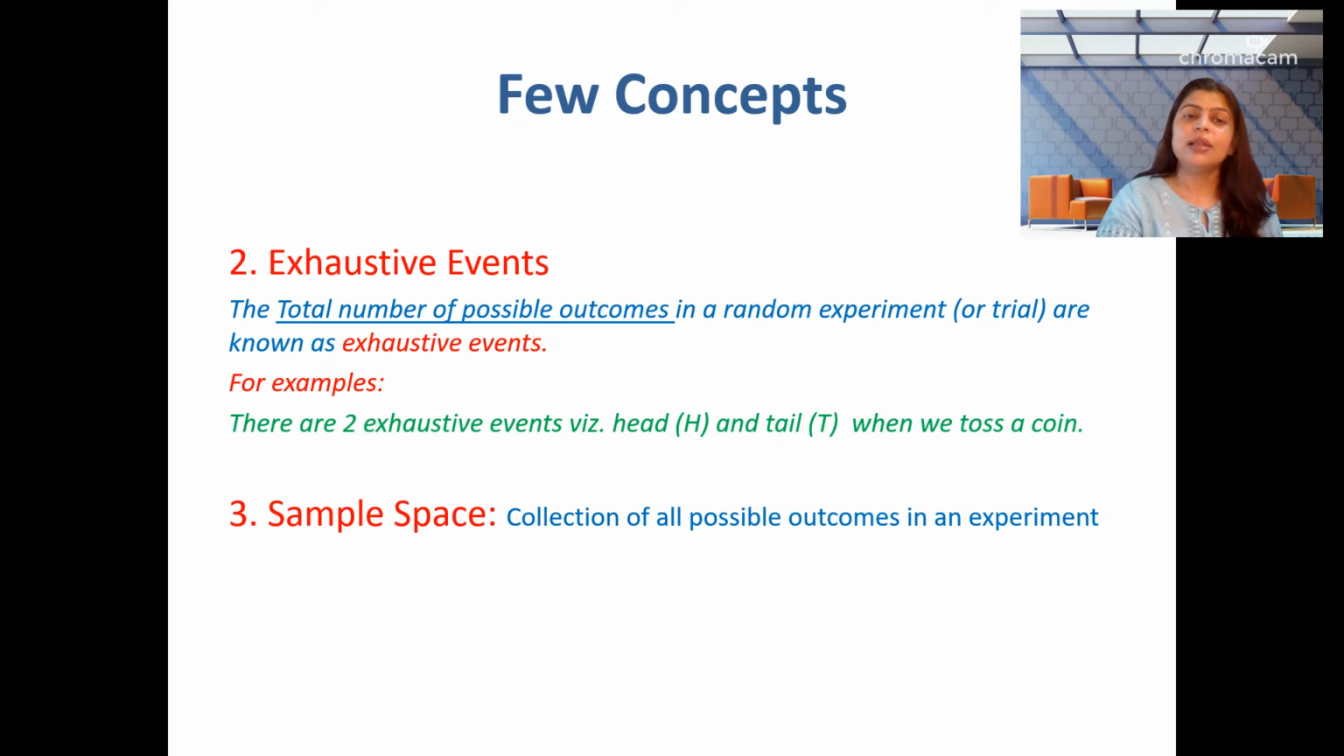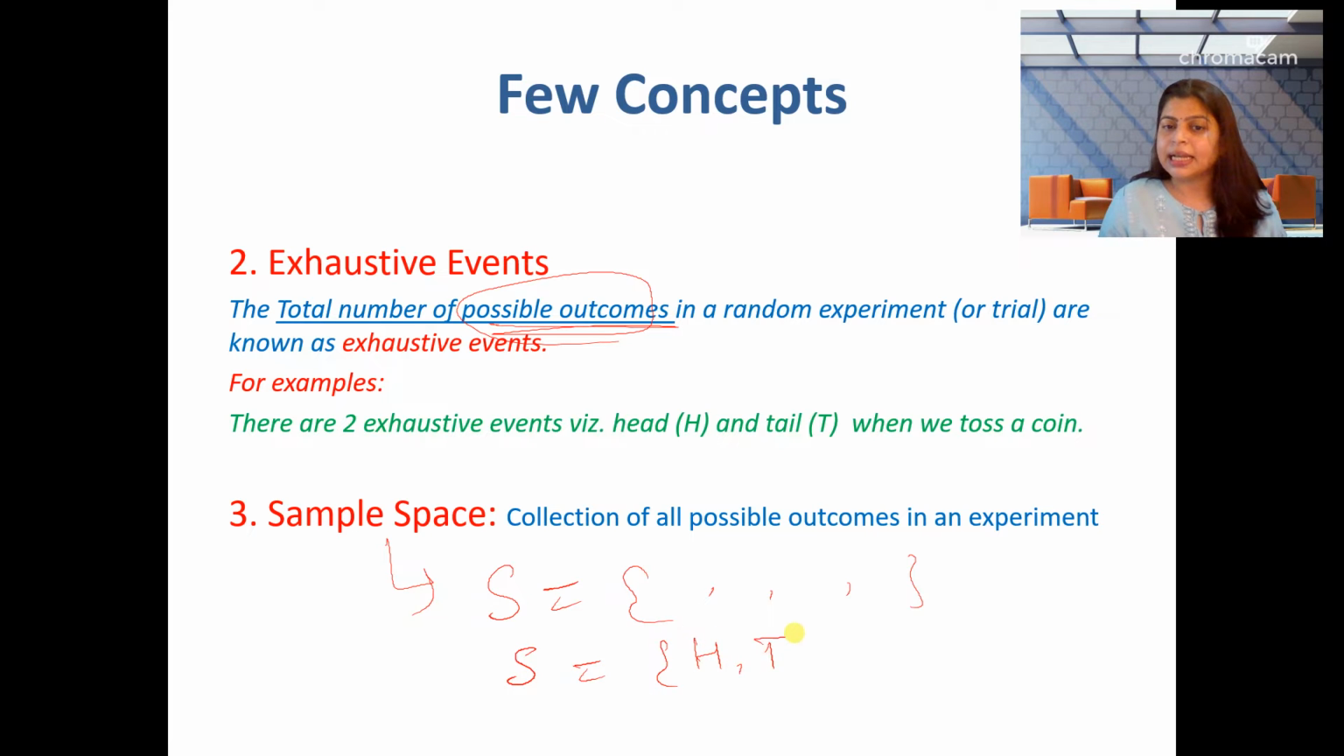Now let's talk about the sample space. If we write all these possible outcomes in the form of a set, suppose I collect all those possible outcomes and put them in the form of a set, this set is called the sample space. For example, if I toss a coin, the sample space would be head and tail. If I throw a dice, the sample space would be 1 2 3 4 5 and 6.